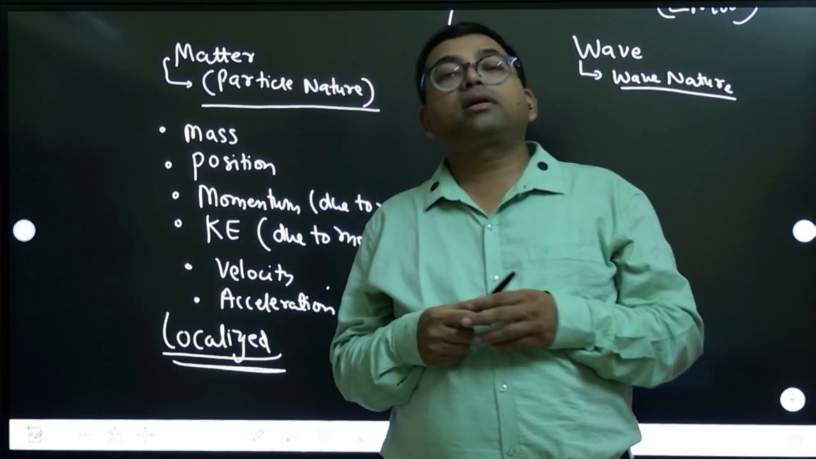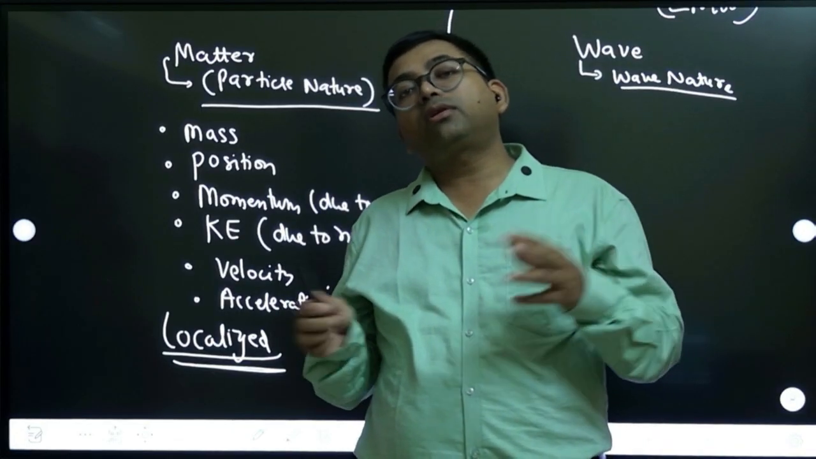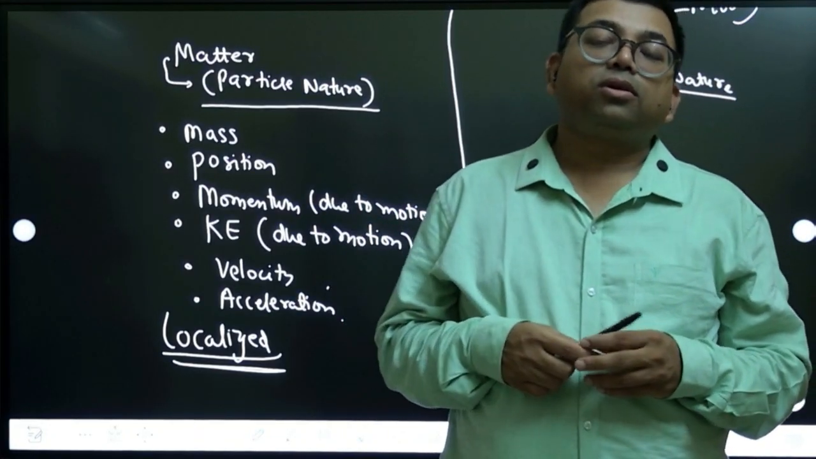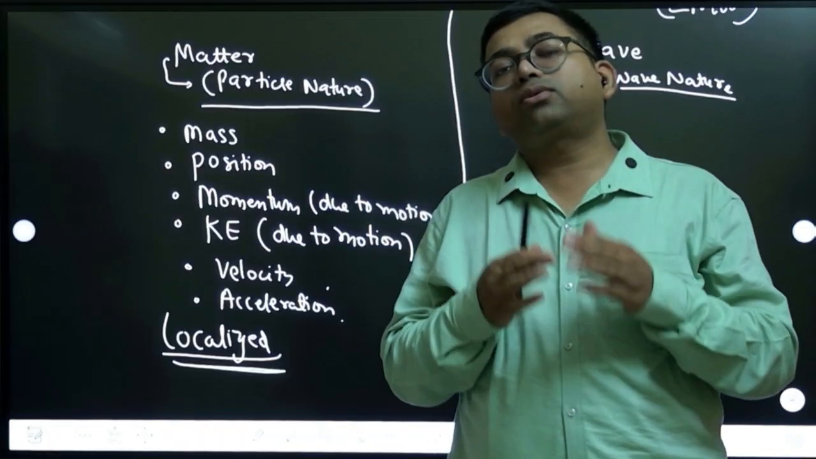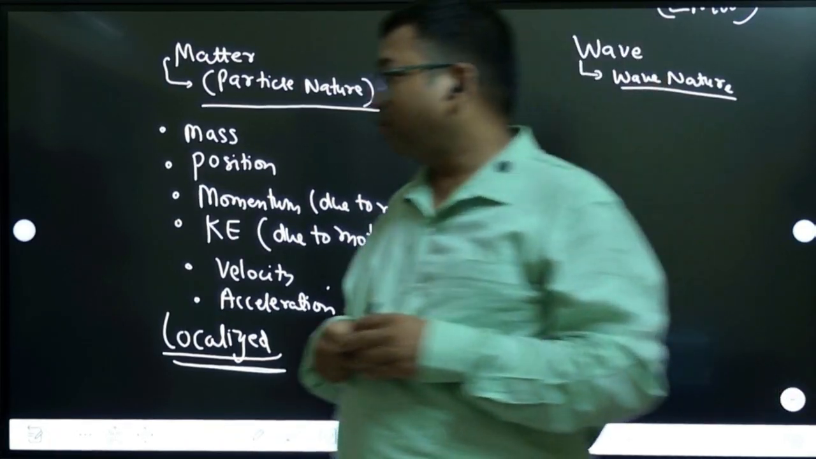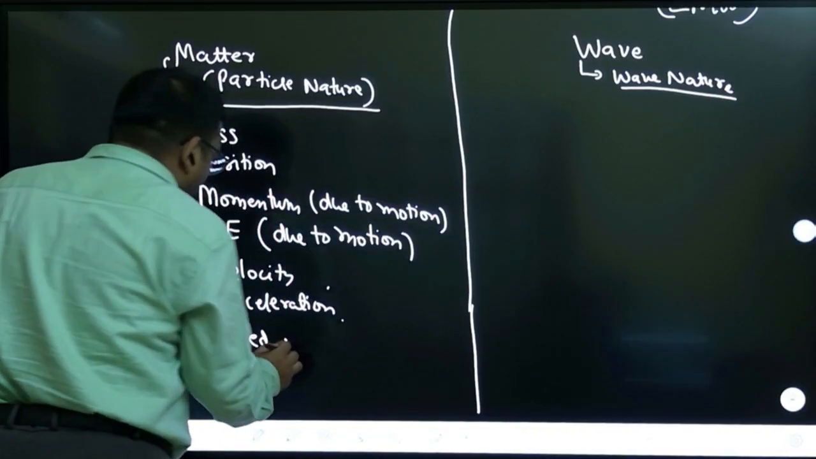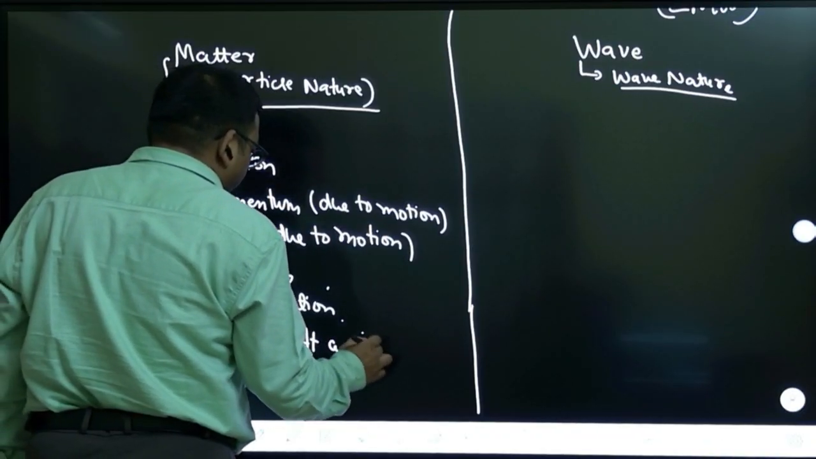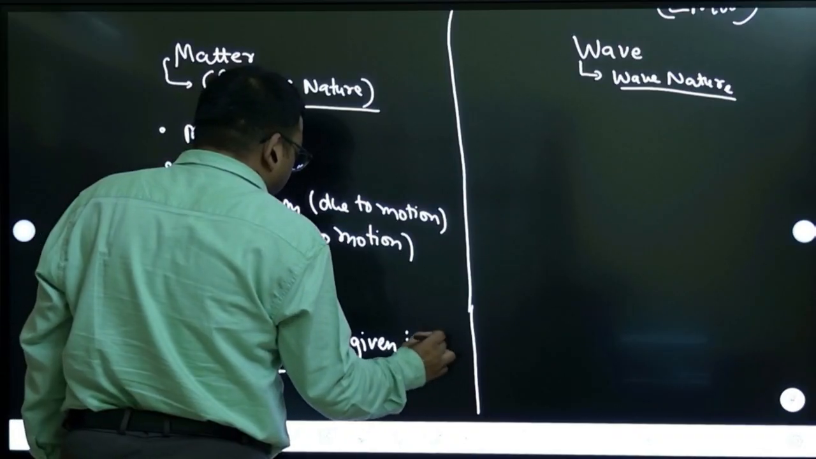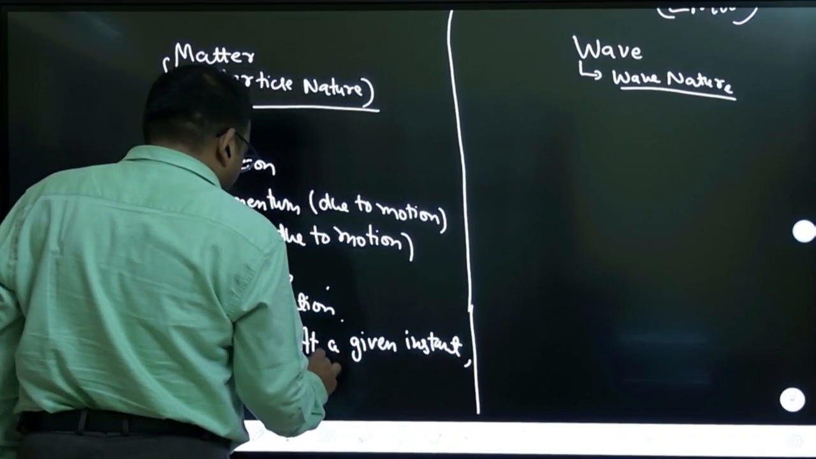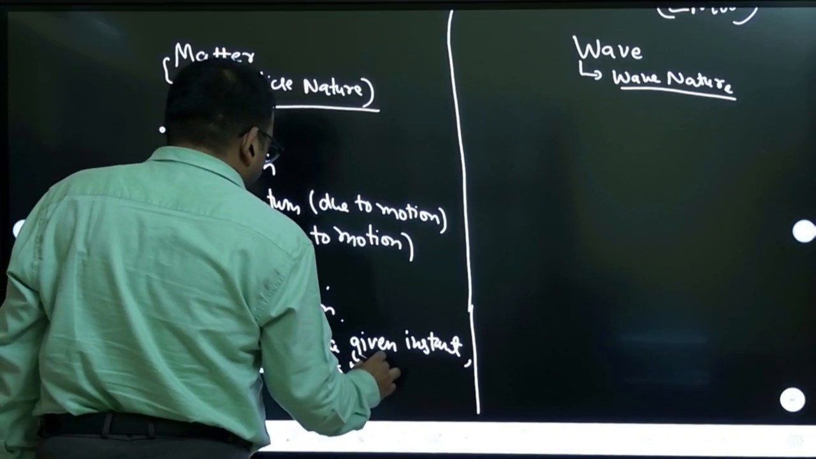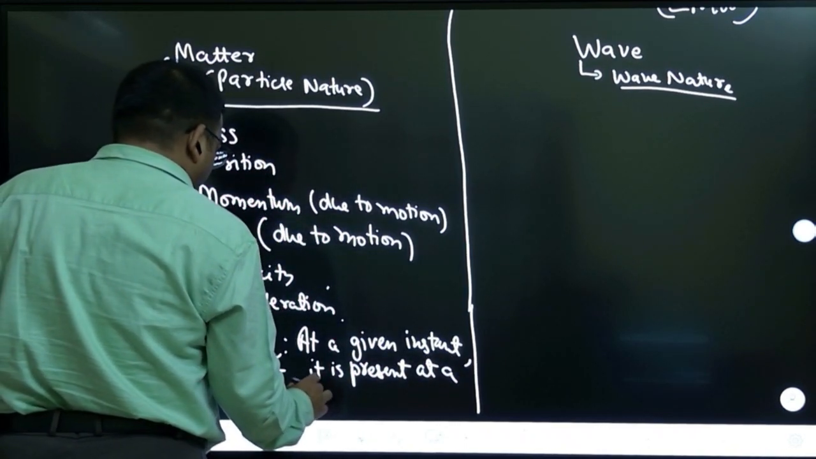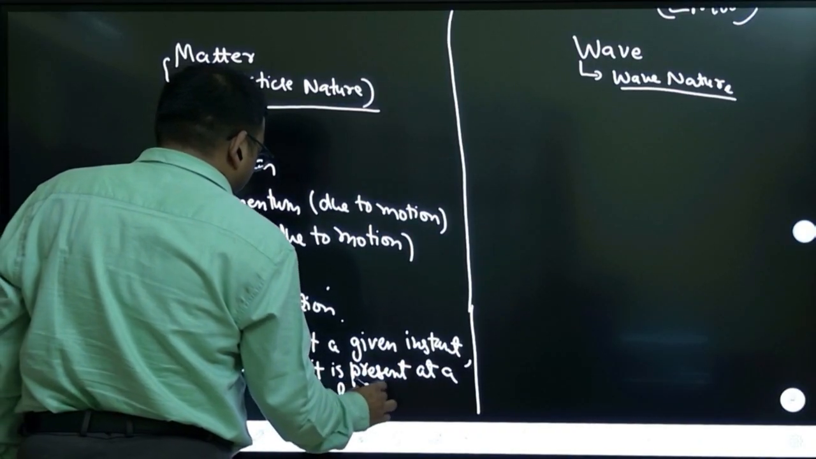It is not like quantum mechanics or quantum physics. Quantum physics is a totally different branch, where an object may be present at more than one place. That's a totally different idea of physics, so that we are not discussing. Localization or localized means at a given instant, it is present at a single position.